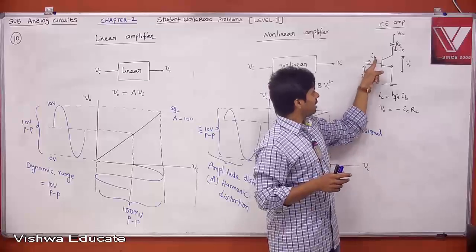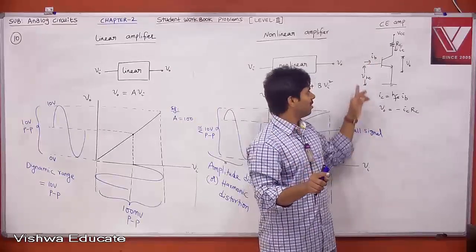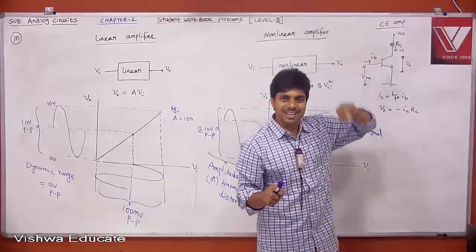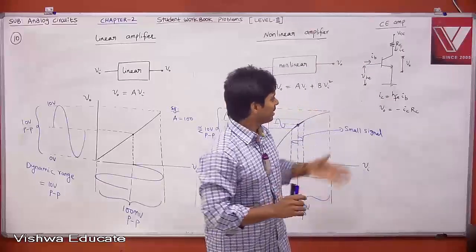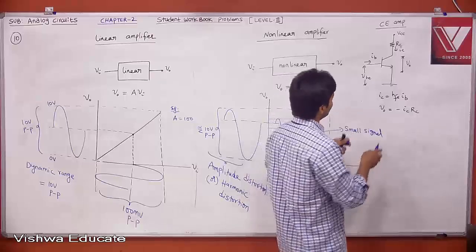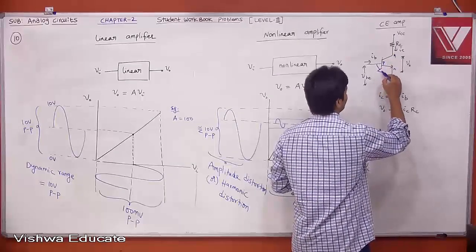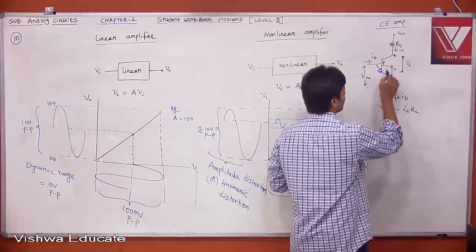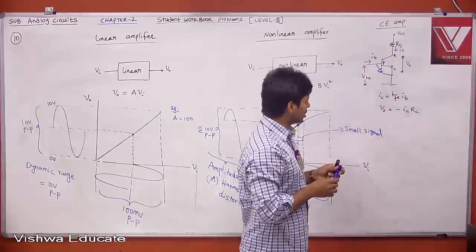What is the relationship between IB to VBE? If you take the H parameter model and we told hie, therefore VBE is equal to IB into hie. hie is constant, then that is also linear. But remember, this is nothing but what? PN junction diode. This is NPN. This is a PN junction diode. The voltage across a PN junction diode is VBE. Current through the PN junction diode is IB. What is the relationship between them?